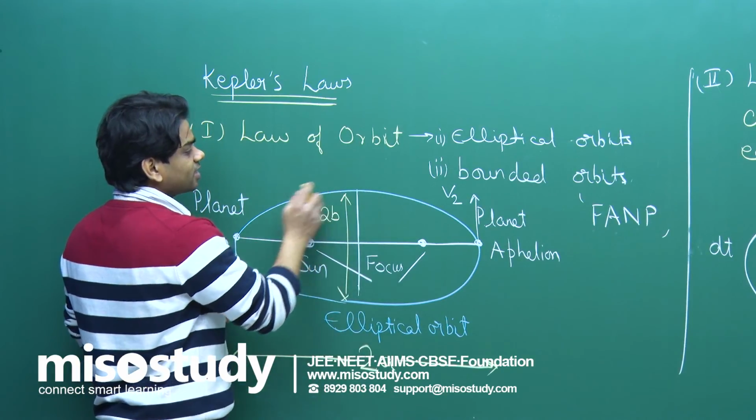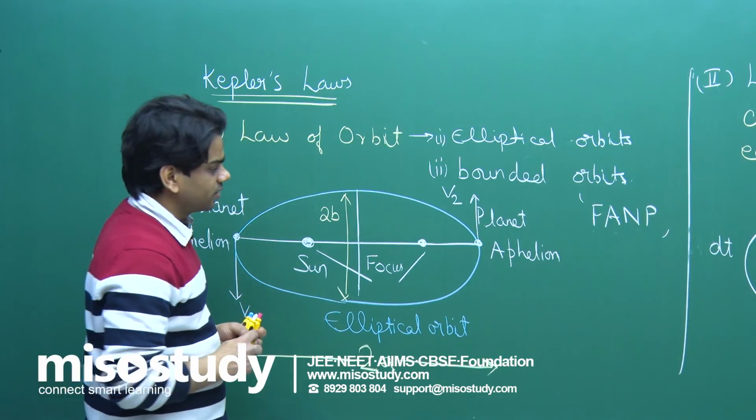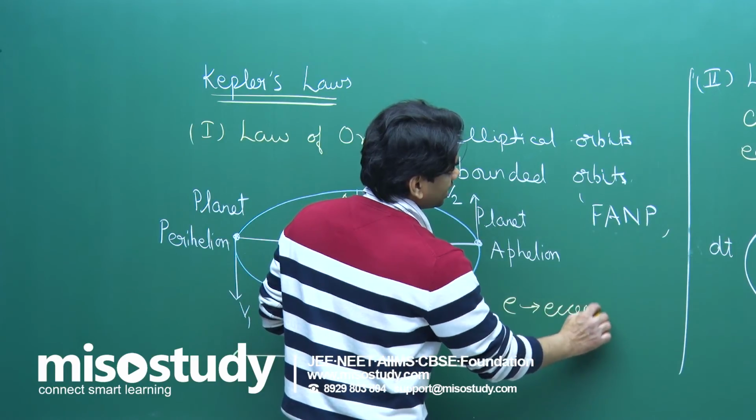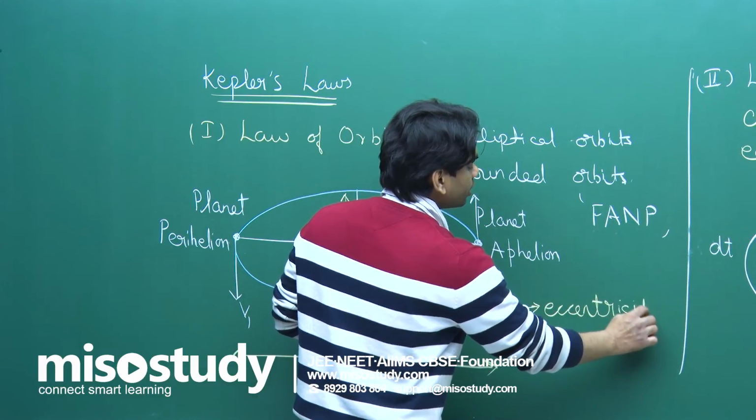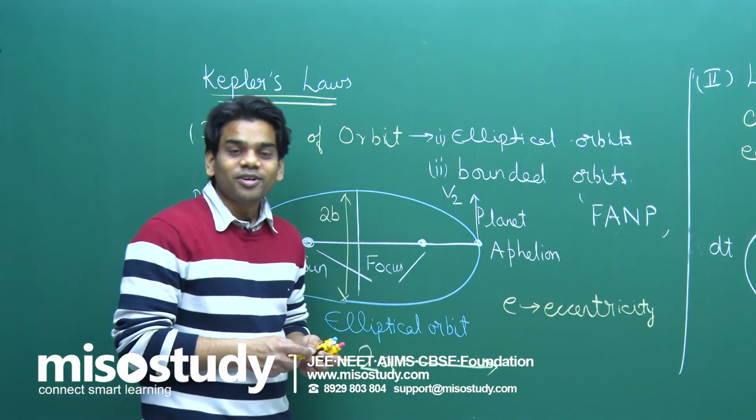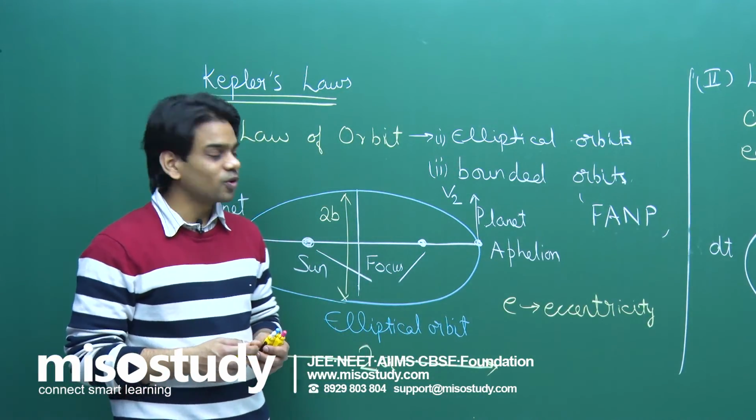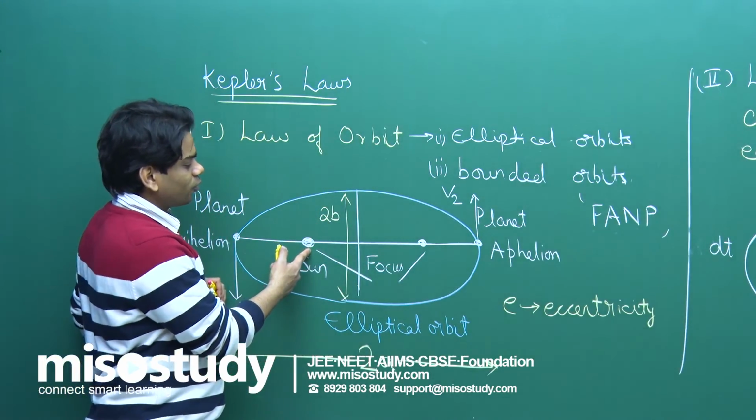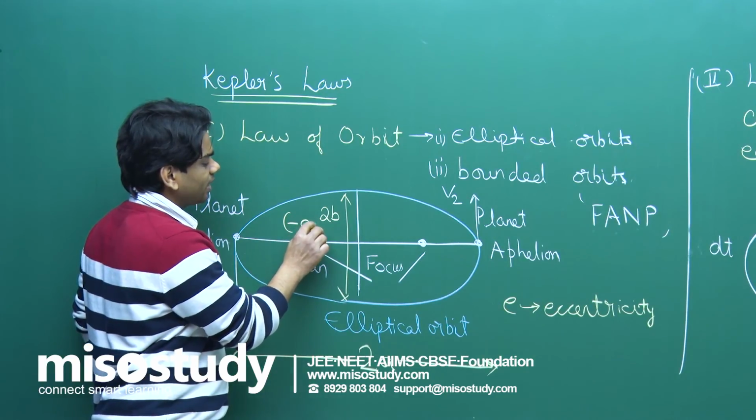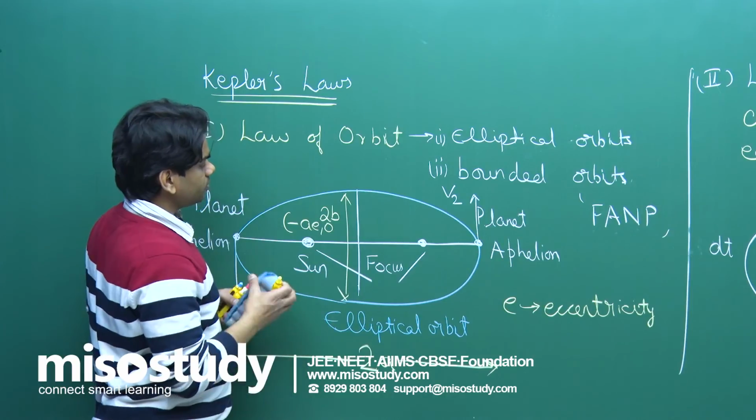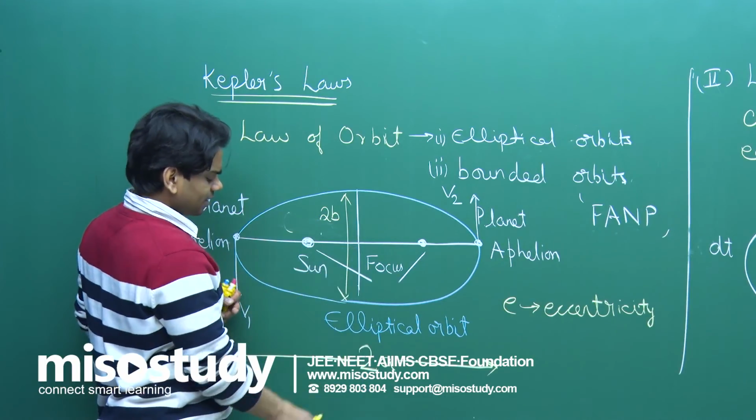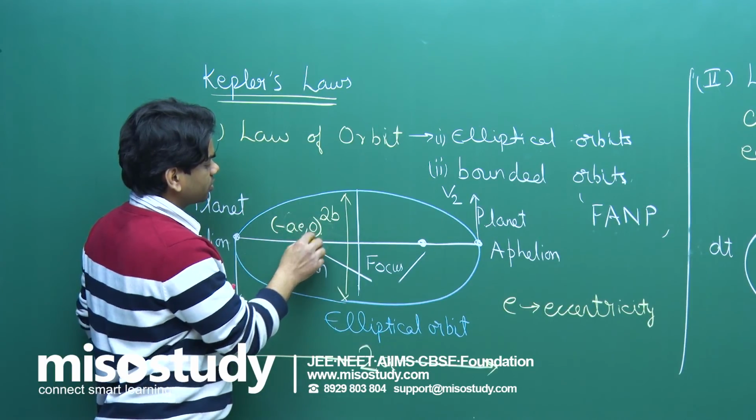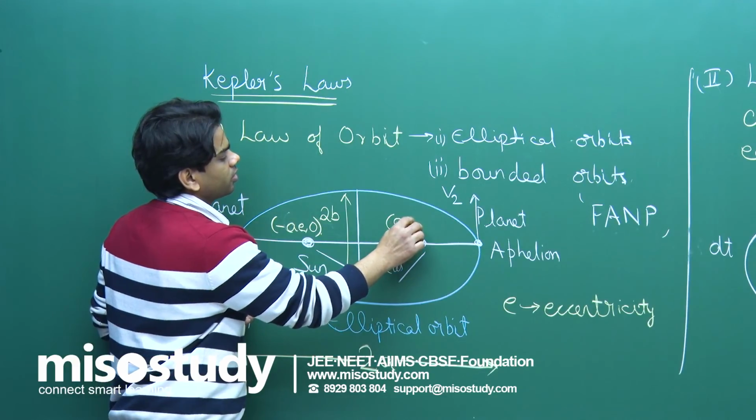If e is the eccentricity of this elliptical orbit, which I'm going to mark here. If you are unaware of the term eccentricity, you will learn it in the conic section chapter in maths, when you study about the ellipse. The sun is lying at one of the foci, its coordinate will be minus ae, 0. We will study the same thing in conic sections: minus ae, 0, and the other focus will be ae, 0.